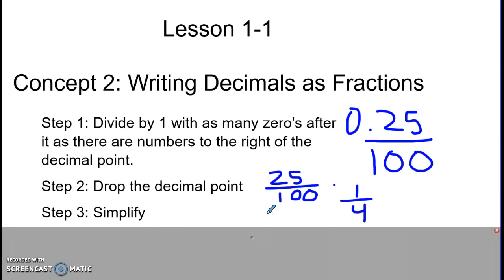Okay, that's it for writing decimals as fractions. On to video 3.